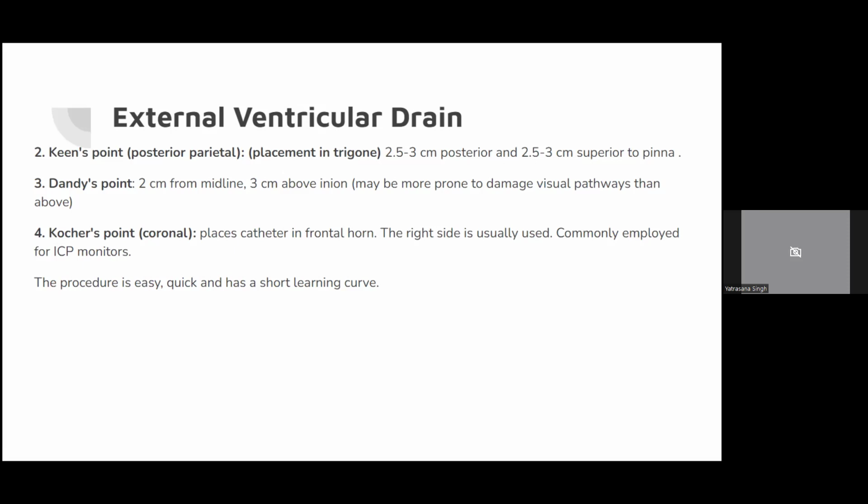Brief description of Dandy's point: 2 centimeters from the midline and 3 centimeters above the inion. And as previously mentioned, this point can lead to visual pathway damage or injury. Kocher's point places the catheter in the frontal horn, and the right side is commonly employed for intracranial pressure monitors. This procedure is easy, quick, and has a short learning curve.